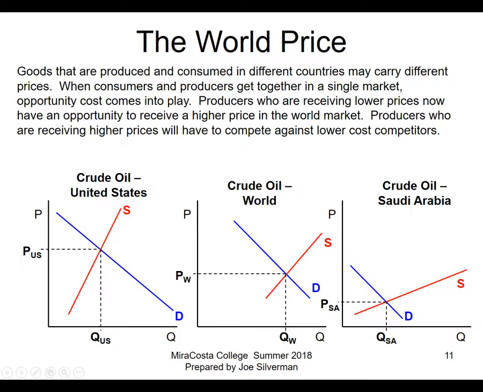let's say, oil. So let's imagine we have a situation where the United States and Saudi Arabia are not trading with each other. Both of them produce and consume oil. And try to imagine that before these countries get together, the price of oil in the United States is higher than the price of oil in Saudi Arabia.